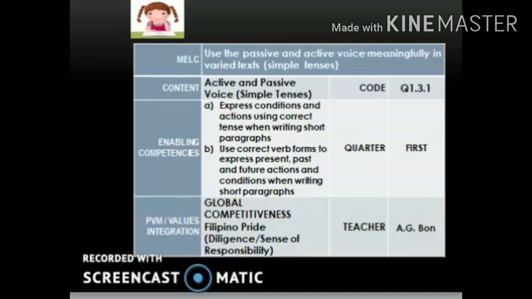At the end of this series of 6 videos, you must be able to use the active and passive voice correctly in sentences, paragraphs, and other various texts. At the end of this video on the simple tenses, you must be able to construct sentences using the simple present, simple past, and simple future tenses correctly.